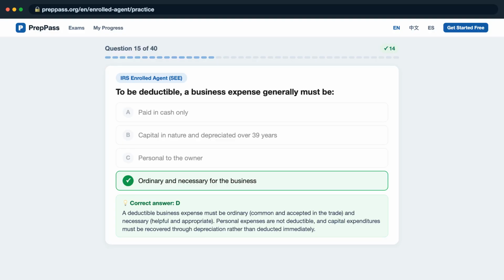A deductible business expense must be ordinary, common and accepted in the trade, and necessary, helpful and appropriate. Personal expenses are not deductible, and capital expenditures must be recovered through depreciation rather than deducted immediately.